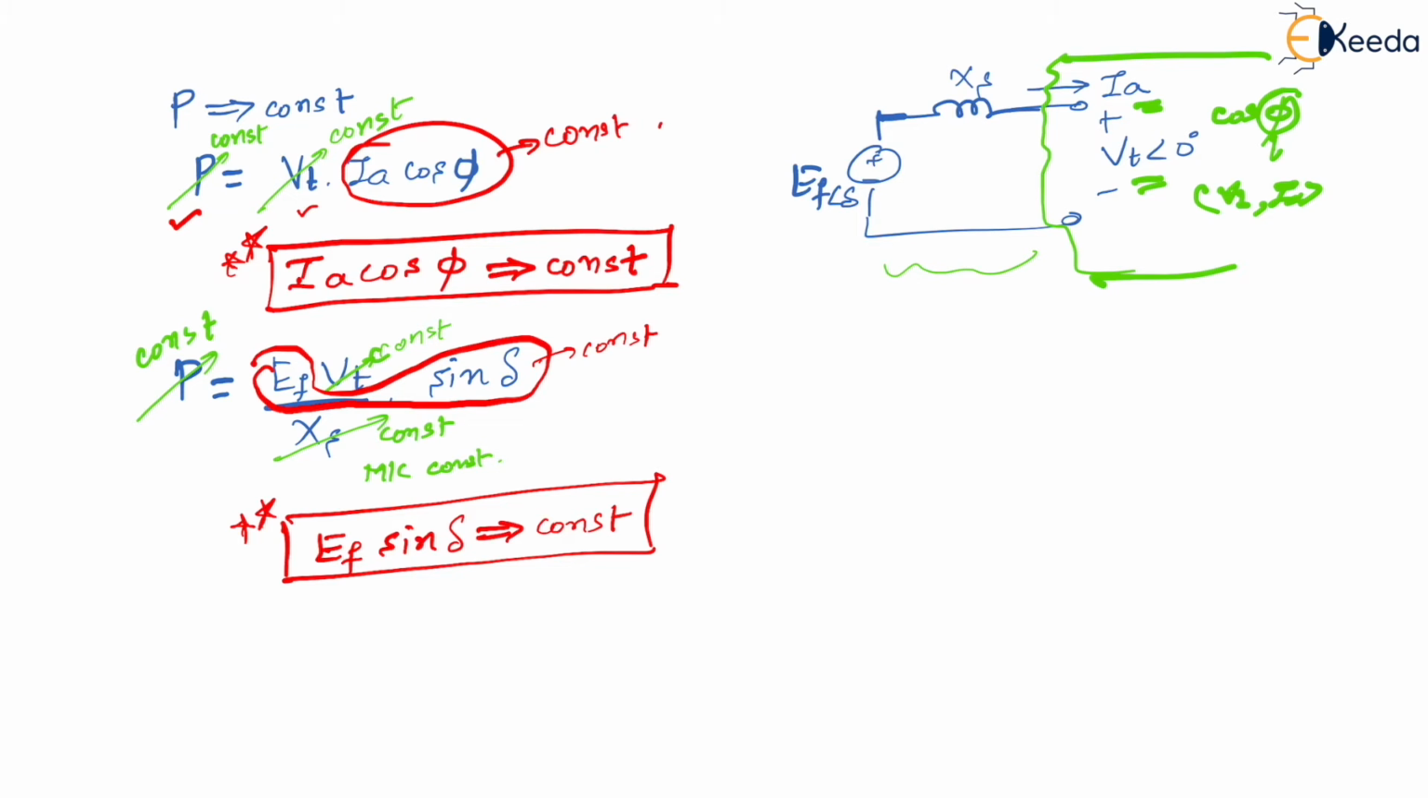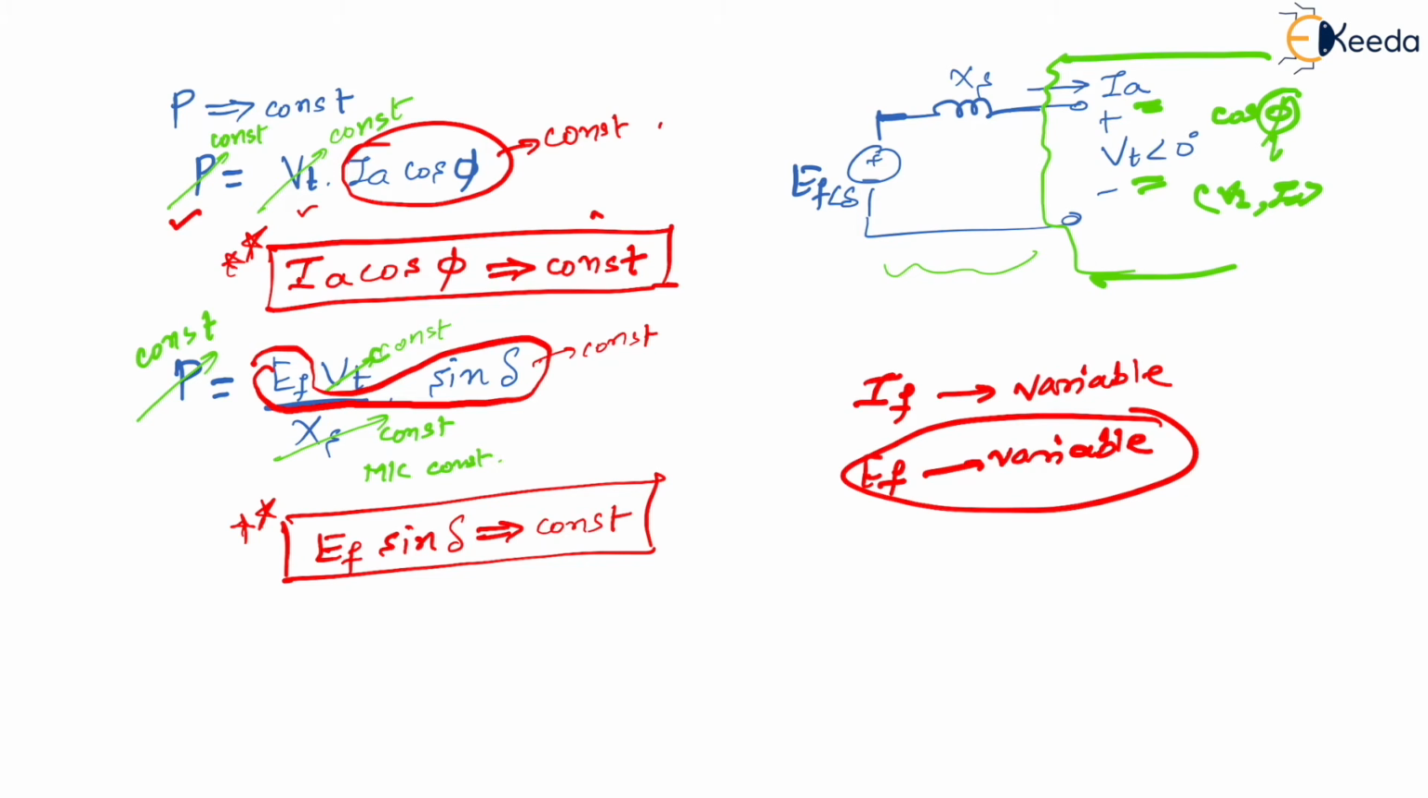Now, what happens when we say that If is variable, field current is variable? Field current is what? If, correct? If If is variable, then what happens? Definitely EF is going to be variable or not? Yes. So you just keep these 3 points in mind. This 1, 2 and this third point. That's it. That will solve the entire story. Correct? Let us try to draw the phasor diagram. Okay, let us see that.